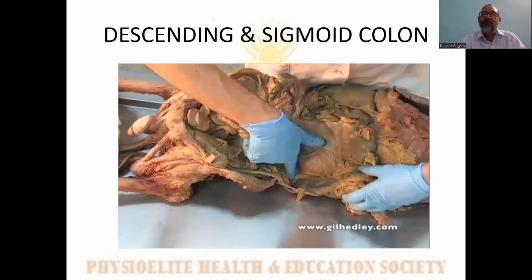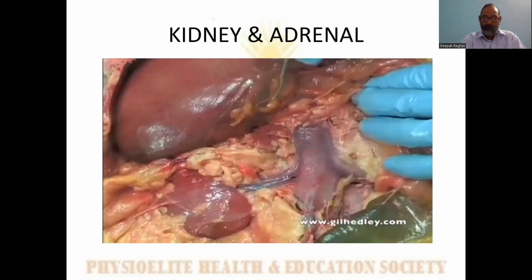Then the descending colon. This is the descending colon after the transverse colon, on your left side. The end is an S-shaped structure known as the sigmoid colon. This sigmoid colon is the last part, leading to the rectum.